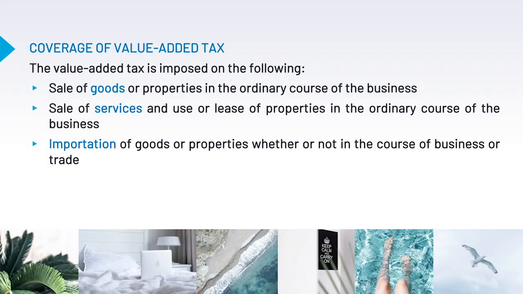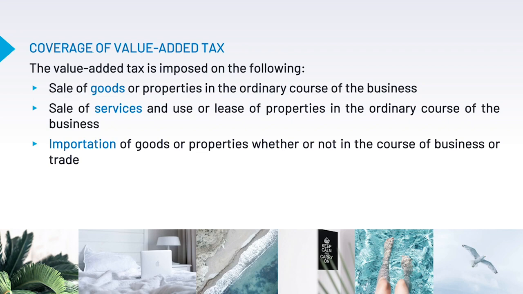Okay. The value added tax, or VAT, is imposed on the sale of goods or properties in the ordinary course of business. So the keyword here is the ordinary course of business, sale of goods or properties. And number 2, sale of services and use or lease of properties in the ordinary course of business.